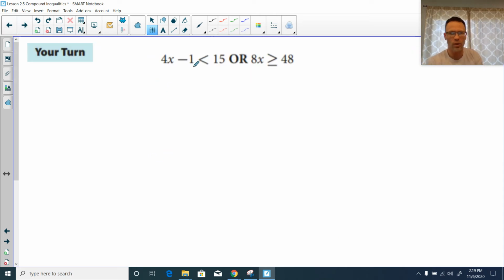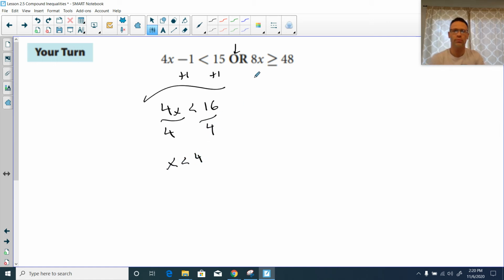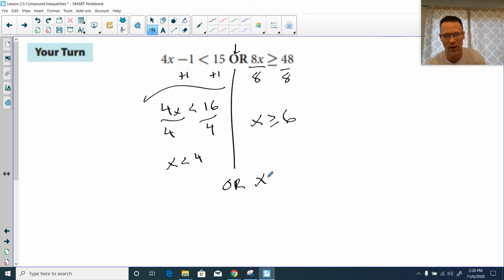Another practice one, okay? So again, it's OR because it says OR. So I'm going to go straight up and solve this. So plus 1 on both sides. I get 4x is less than 16. Then the last step is divide by 4. Divide by 4. I get x is less than 4. So that's that half. This one is just one step. I have to divide by 8. I get x is greater than or equal to 6. Now my final answer, I know, has to have the word OR in it. So I have x is greater than or equal to 6, and this one is x is less than 4, and I've connected it with the word OR. So that is my final written out answer.